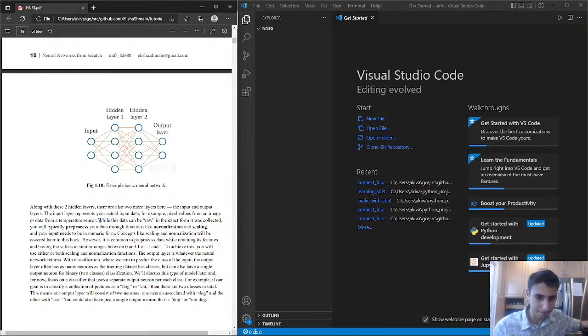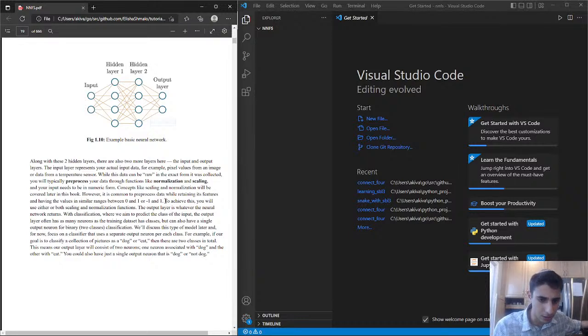Okay. While this data can be raw, in other words, in the exact form it was collected, like let's say the sensor is 30 degrees, so you pass it in as 30 degrees, you will typically pre-process your data through functions like normalization and scaling. This is long. Is he just gonna say exactly what I could do in better words? Not better words, but in more casual talking words.